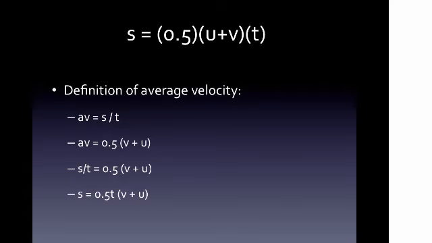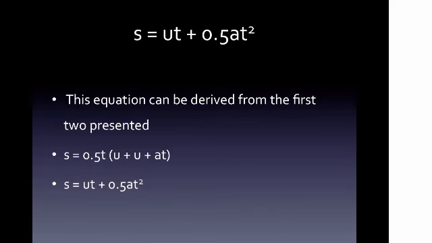The second equation is s equals 0.5 times (u plus v) times t, as you can see above. This is a definition of average velocity. We first have AV, or average velocity, equal to the distance traveled, which is s, over t, which is time. A little algebra, like you can see here, will lead us to the equation s equals 0.5 t (v plus u), which is the final velocity plus the initial velocity times time divided by 2. What this basically tells us is the distance traveled as long as we have the initial velocity, final velocity, and the time.